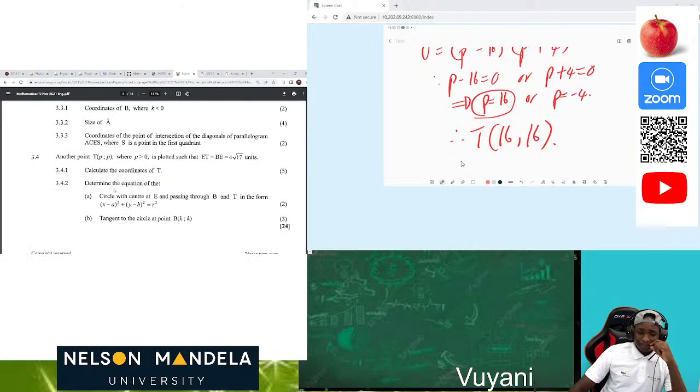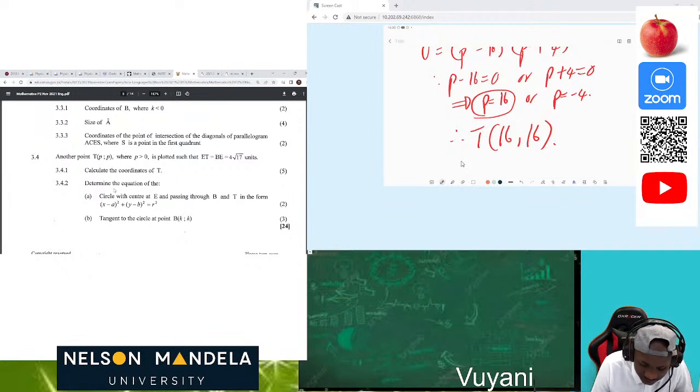We are getting there. Then now on 3.4.2, determine the equation of the circle with center at E and passing through B and T in the form of (x minus a) squared plus (y minus b) squared is equal to r squared. Okay, so that will be easy, because we know the coordinates of E to be (-12, 0). So that will be definitely easy.